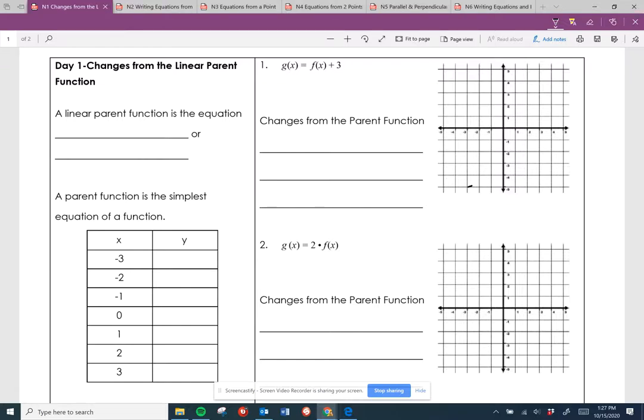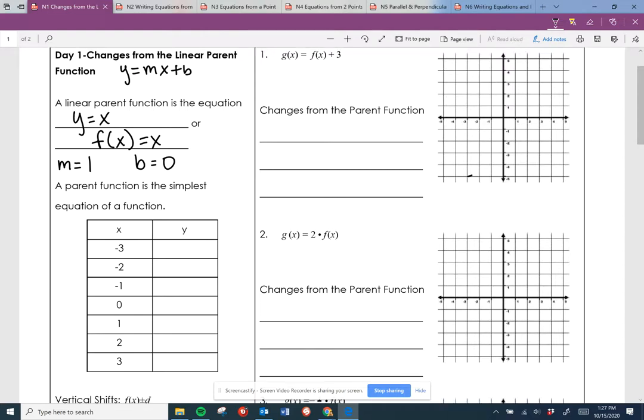So today we're going to be talking about the changes from the linear parent function. The parent function is the equation y equals x, or it can also be written as f of x equals x. Okay, so if we're thinking about the normal equation of a line, which is y equals mx plus b, you can see that we don't have an m or a b here, we just have an x. And that means that our slope is going to be 1 and our y-intercept is going to be 0. So it's going to go right through the origin.